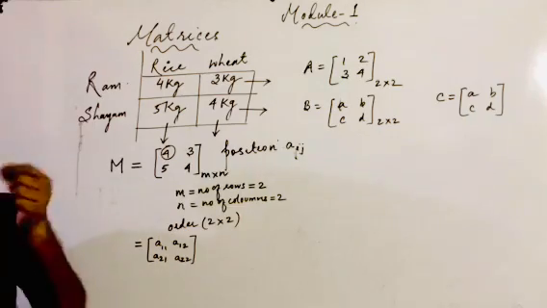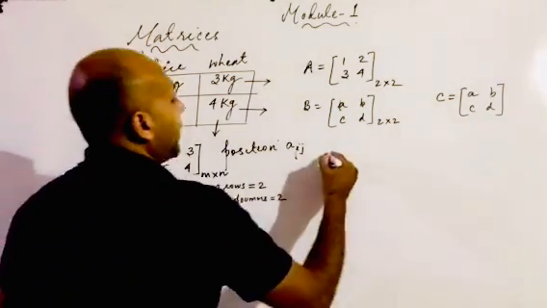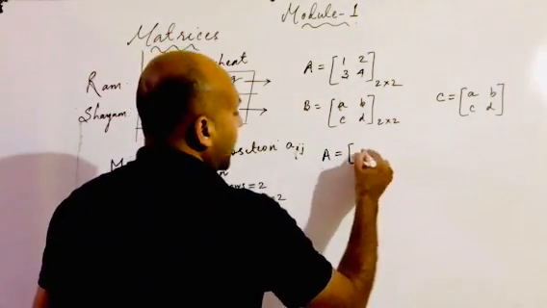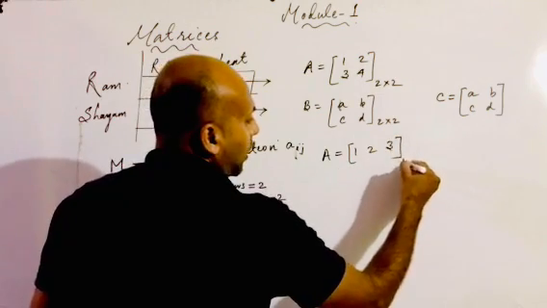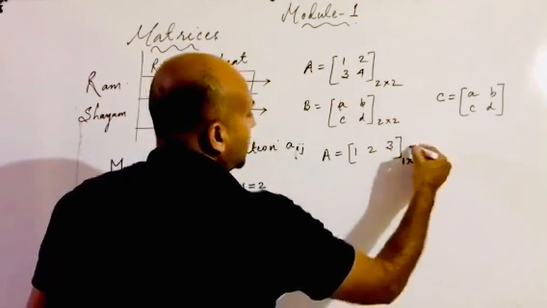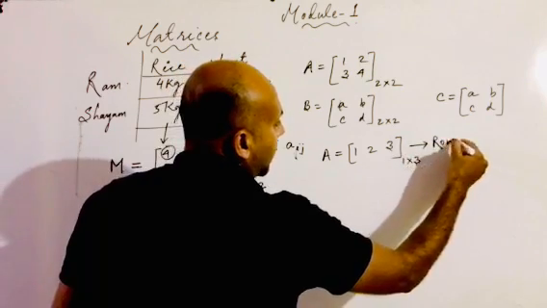The matrix which contains only one row. Take the example of this matrix A, with one row: 1, 2 and 3. How many rows are present, children? One row. So the order is one row and how many columns? 3 columns. So this is basically called what matrix? A row matrix.